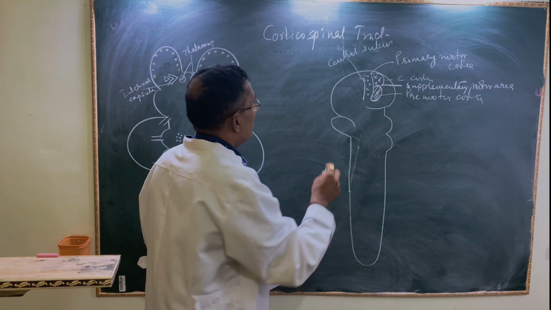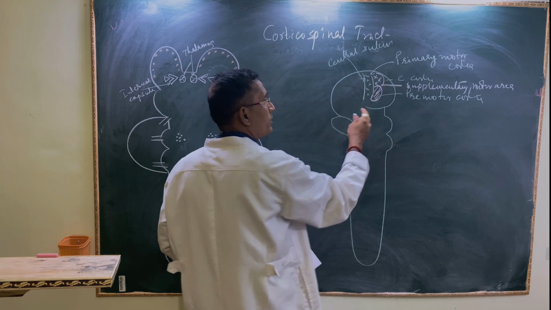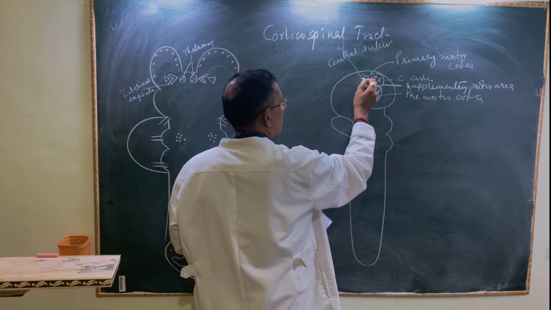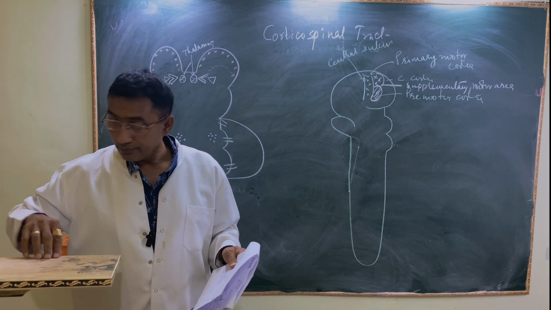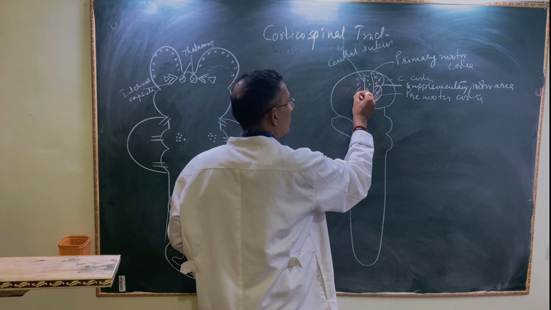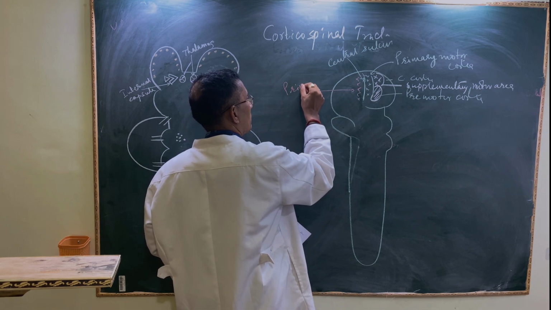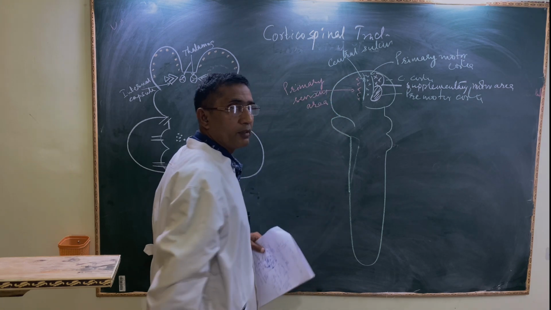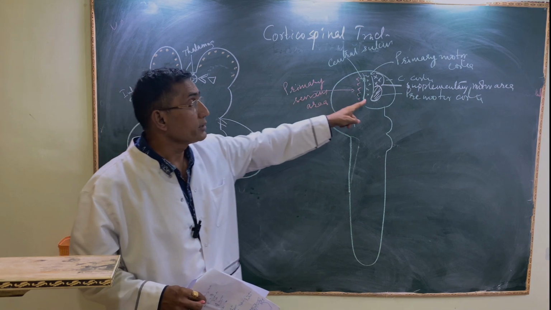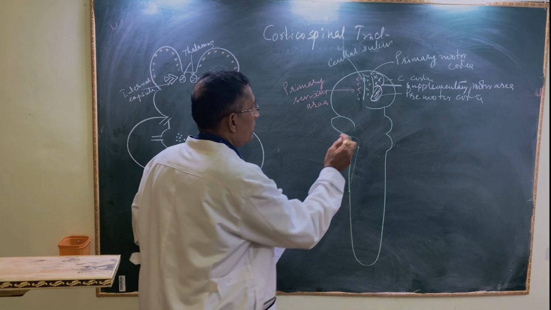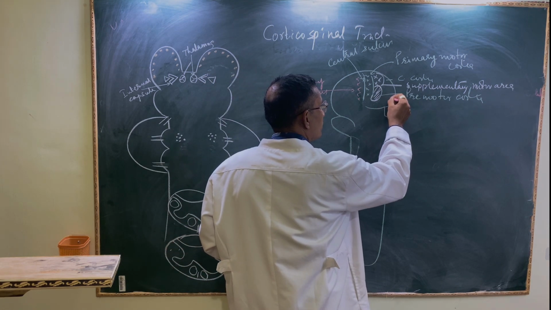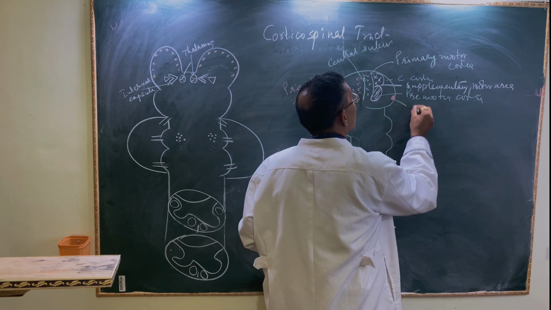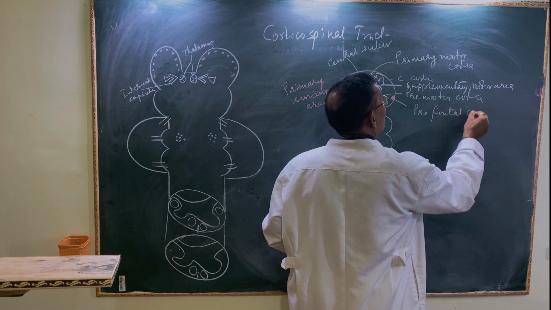Now these are the areas which are involved in controlling the corticospinal tract. There is one more area we must mention here, that is the primary sensory area. 60% of this area is involved in controlling the motor function. Now coming to another important area here, that is the prefrontal cortex, the frontal cortex.